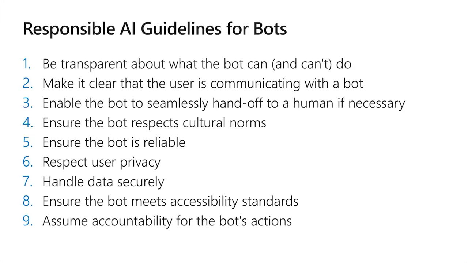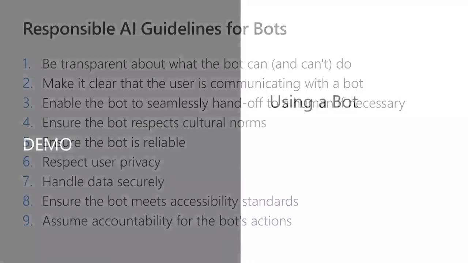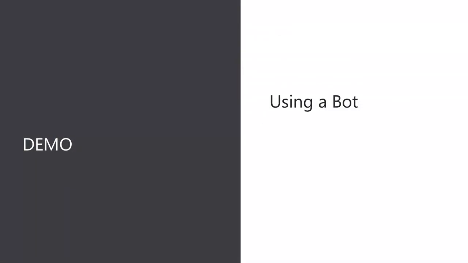Number 9, assume accountability for the bot's actions. Developers are accountable for the bots they develop. You as a developer, if you are a developer, you are accountable. Okay, so those are the responsible AI guidelines. And with that, let's go to a small demo here.